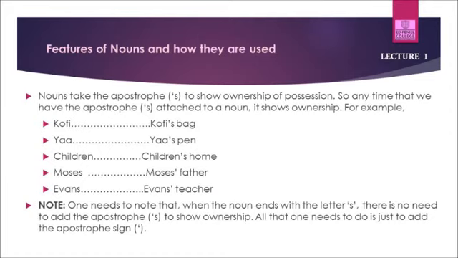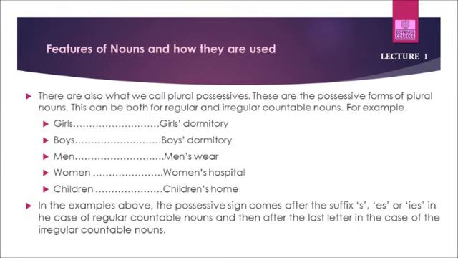Another feature of a noun that we should take note of is that a noun can take what we call the apostrophe s. The apostrophe s, what other books call the genitive s, to show possessiveness or ownership. So, for example, Kofi has something. You want to write or speak that thing is for Kofi. You can have, say, Kofi's bag, or Kofi's house, or Kofi's phone. In that case, you write the word Kofi, then bring the apostrophe s. You can also have Yaa and Yaa's pen. Yaa's pen will have to be Yaa apostrophe s and then the pen.